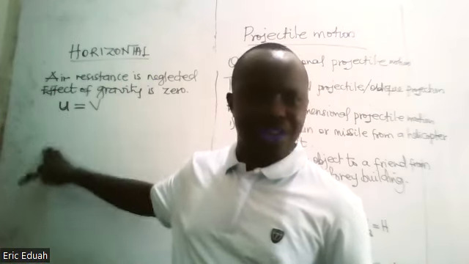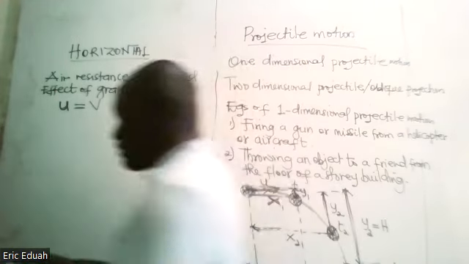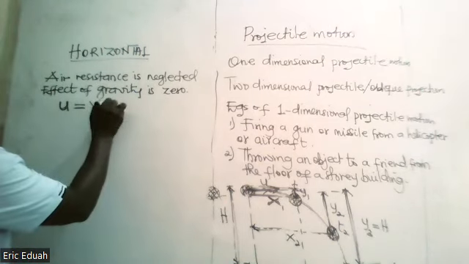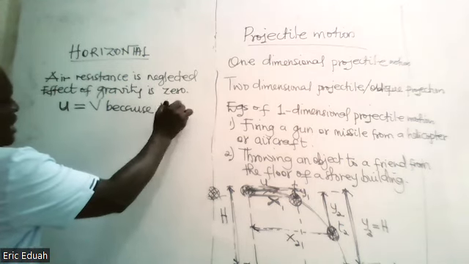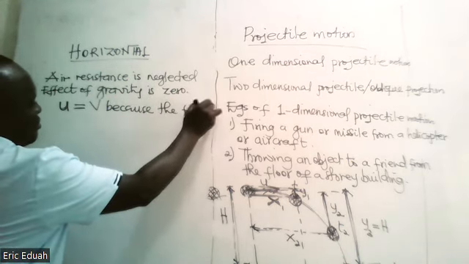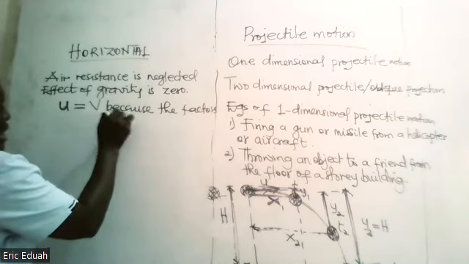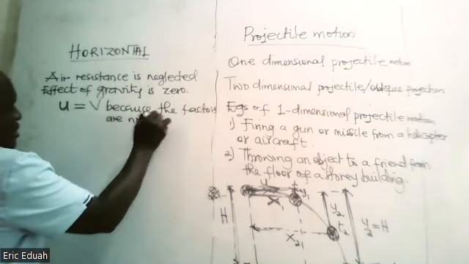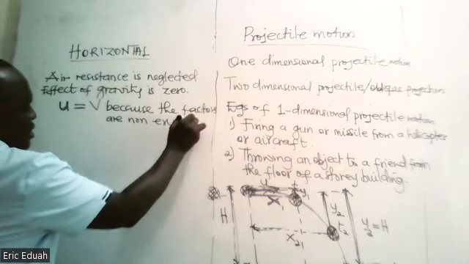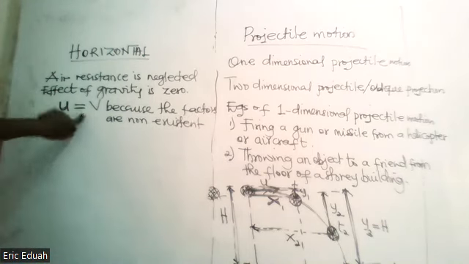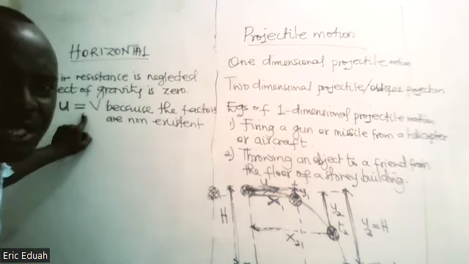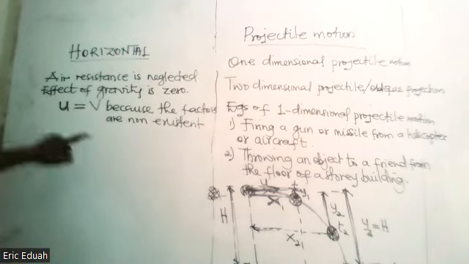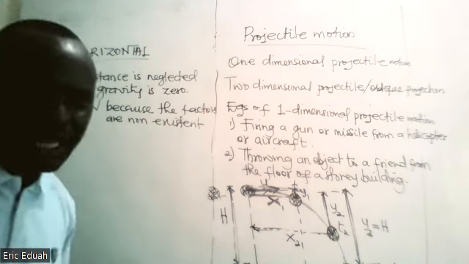The initial velocity would be equal to the final velocity because the factors above are non-existent. So the reason why in the horizontal analysis, initial velocity would be equal to the final velocity is that all these factors are not there. So what we start with is what the body ends with horizontally.